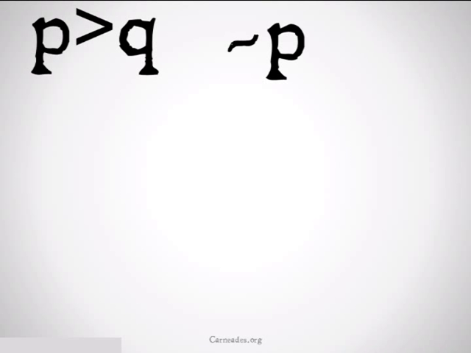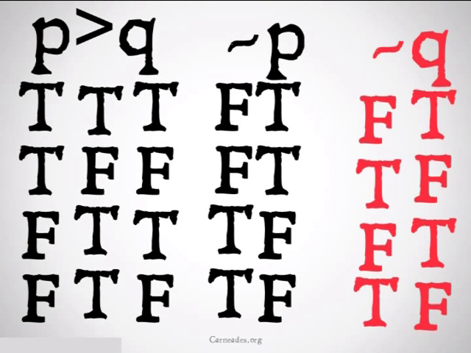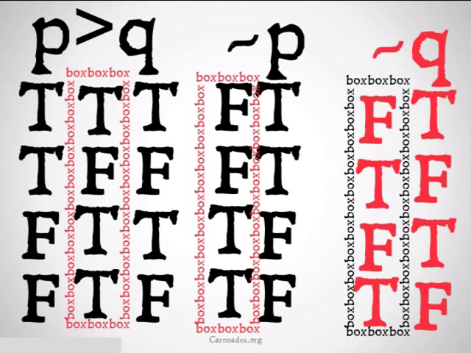However, let's take this argument. P implies Q, not P, therefore not Q. We'll fill in our truth tables as normal, and we'll see from these three that there is in fact a world, the third row, where the two premises are true, but the conclusion is false. So this would be an invalid argument.